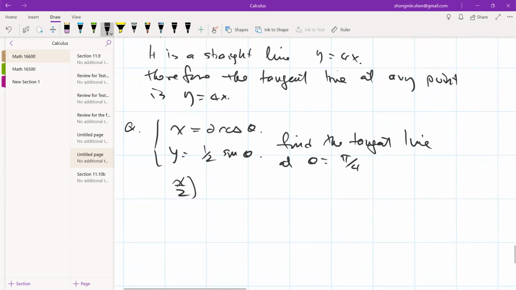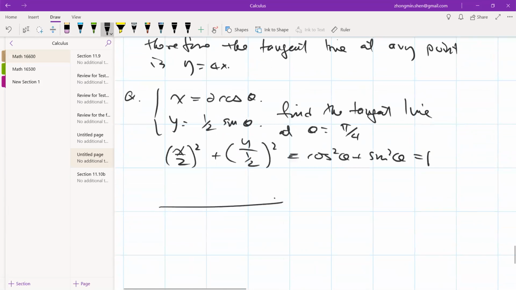x over 2 squared plus y over 1/2 squared is going to be cosine squared theta plus sine squared theta equals 1. I still want to see some student point out this is an ellipse. Right? And you can tell whether the slope is positive or negative even. Since it's an ellipse, think about that. When y is 0, x is plus or minus 2, and this will be 1/2, 1/2. That's going to be the ellipse.